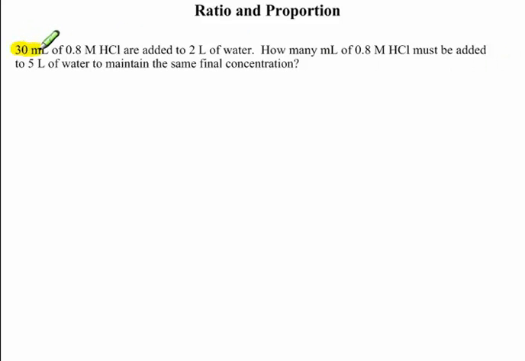We're first told that we have 30 milliliters of 0.8 molar HCl that's added to 2 liters of water. Next, we're asked to find how many milliliters of 0.8 molar HCl must be added to 5 liters of water. And lastly, it's very important that they have the same final concentration.